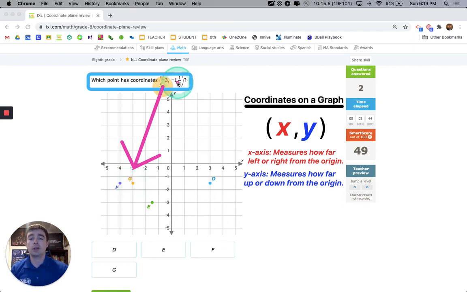And now it's a little trickier because it says -1.5, but I notice G, if we draw a little arrow there, is right in the middle of -1 and -2. And that's why G has a y value of -1.5. So we'd be picking point G here.